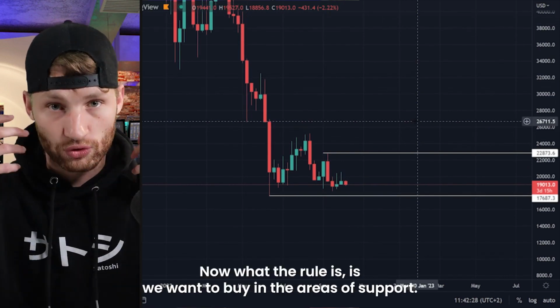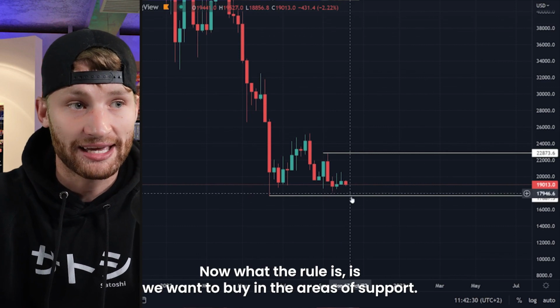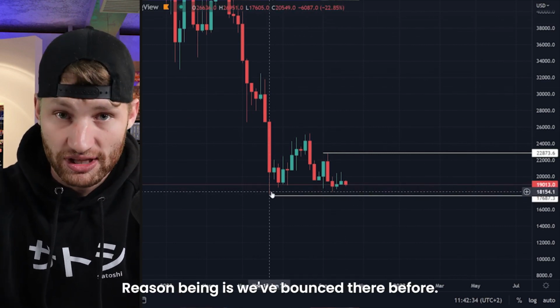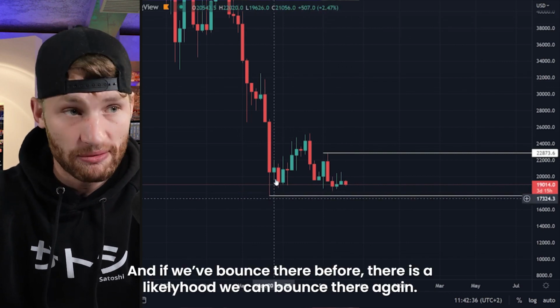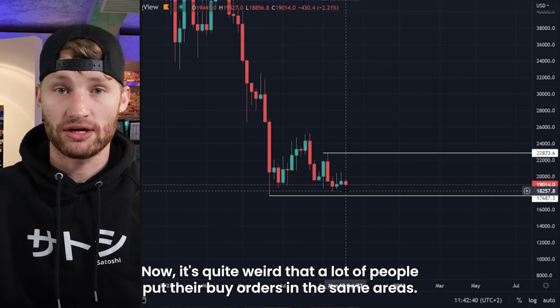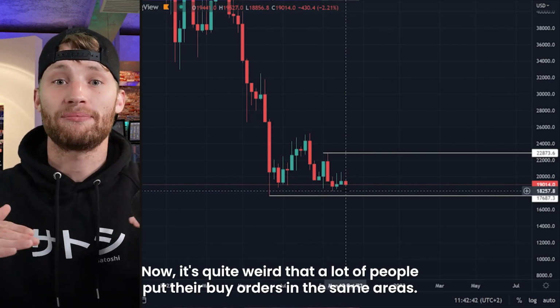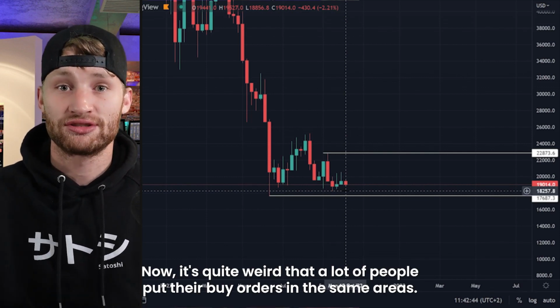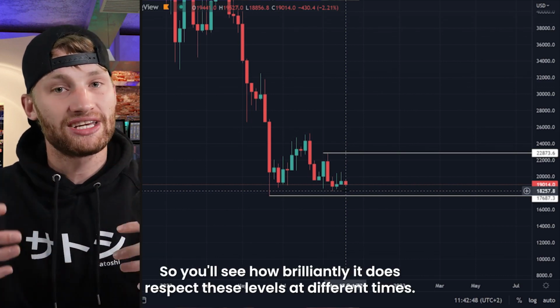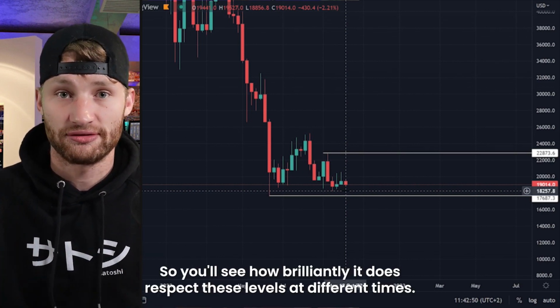Now, the rule is we want to buy in the areas of support. The reason being is we've bounced there before, and if we bounced there before, it is likely we can bounce there again. Now, it's quite weird that a lot of people put their buy orders in the same areas. A lot of people understand this strategy as well. So you'll see how brilliantly it does respect these levels at different times.